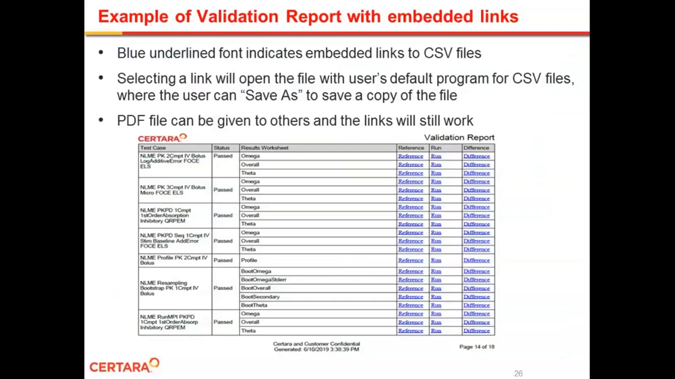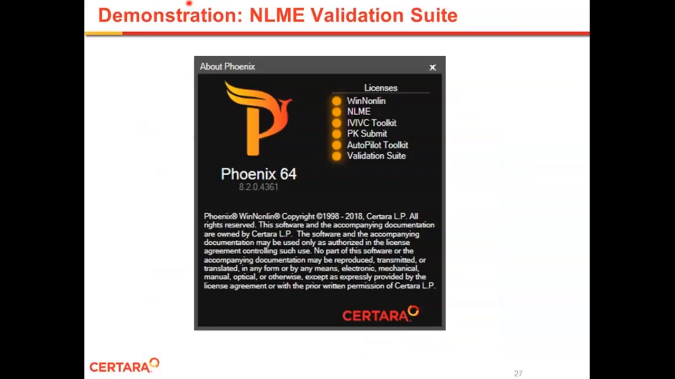Okay. So an example of the validation report includes this. In the screenshot here, we see a listing of the test case, the status, which is pass-fail, the result worksheet of interest, and then these blue links you can actually click on to view the result directly. So you can look at the reference file and also look at the output file from the run, and then there's also a difference file that you can use to evaluate any differences. So I'll go ahead and switch back over to the Phoenix application.